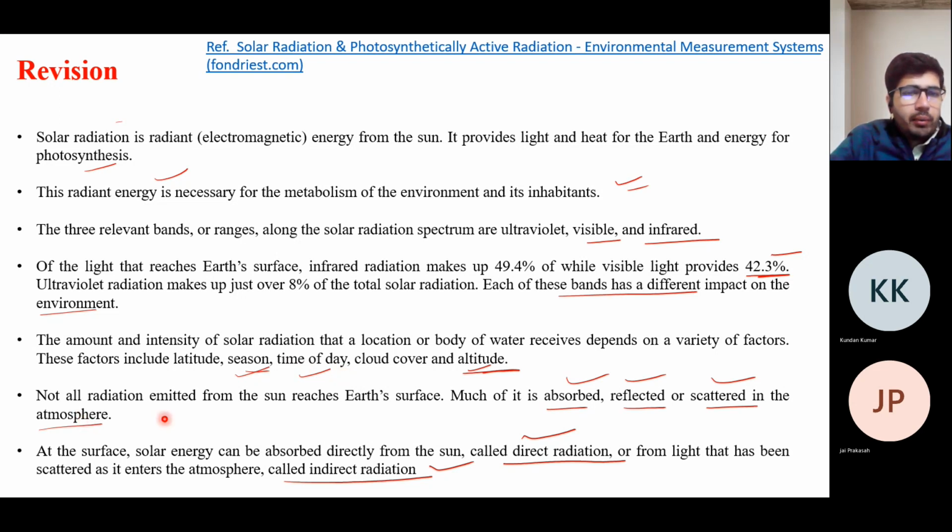Not all the radiation emitted from the sun reaches Earth's surface. Much of it is absorbed, reflected, and scattered. We have discussed in detail how the clouds are absorbing and reflecting, how the atmosphere is absorbing and reflecting, how the surface of the earth is absorbing and reflecting, and how the scattering is done. So we have covered it in detail. At the surface, solar energy can be absorbed directly from the sun, called direct radiation, or from light that has been scattered as it enters the atmosphere, called indirect radiation.